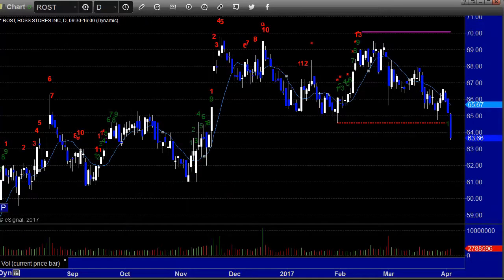Ross Stores, R-O-S-T. This one had a 13 sell signal back in early February, and then the pink risk line saying, okay, you won't go above that from here, and it has not. It's rolled over and working very well.